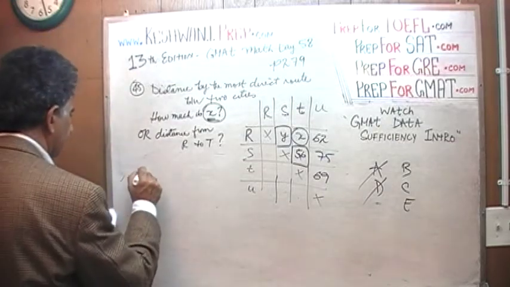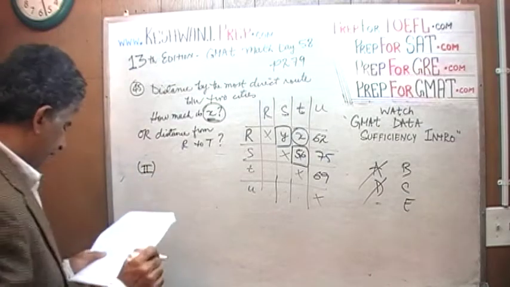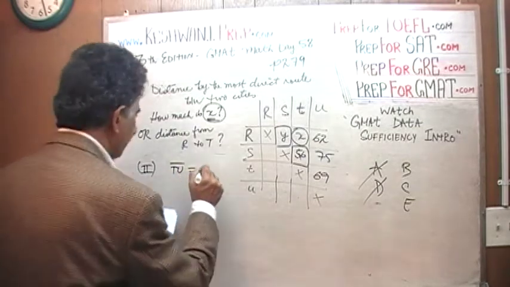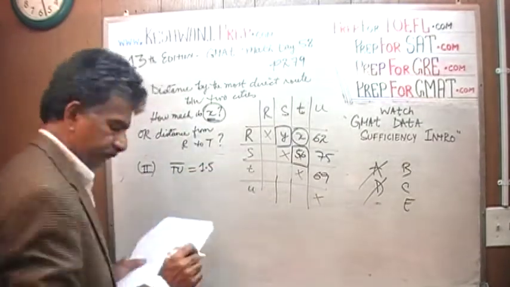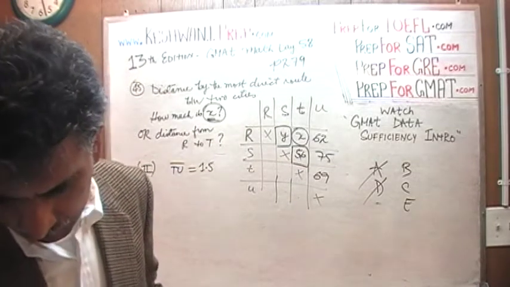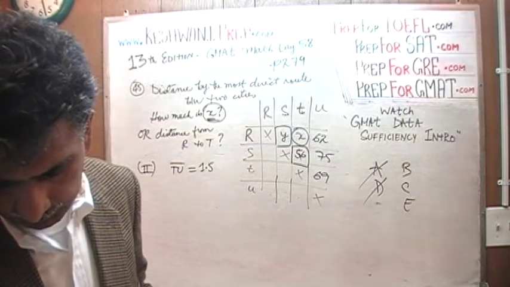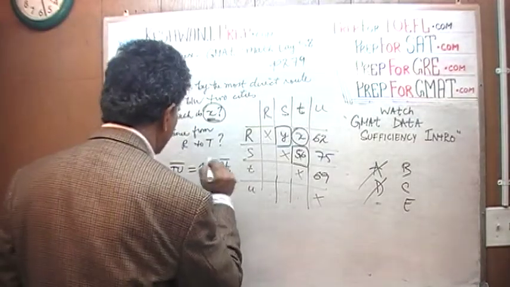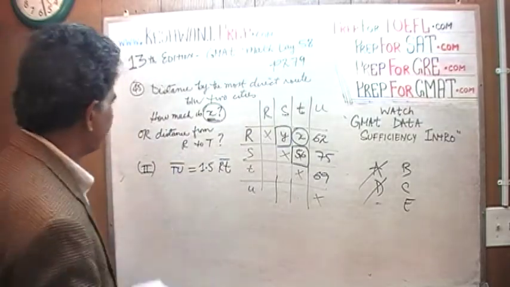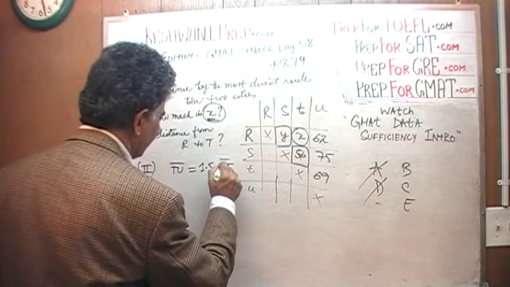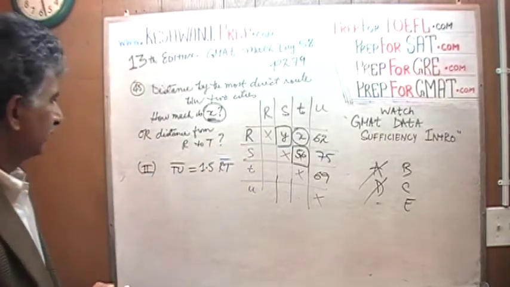The second statement tells us that by the most direct route, the distance from T to U is 1.5 times the distance from R to T. Don't worry about the fact that sometimes I use a capital letter and sometimes a small letter. It doesn't matter.